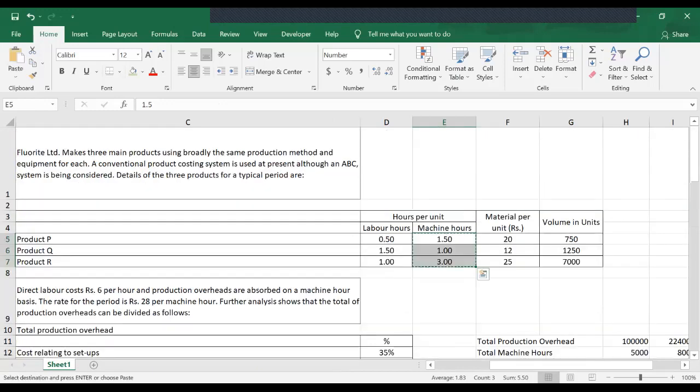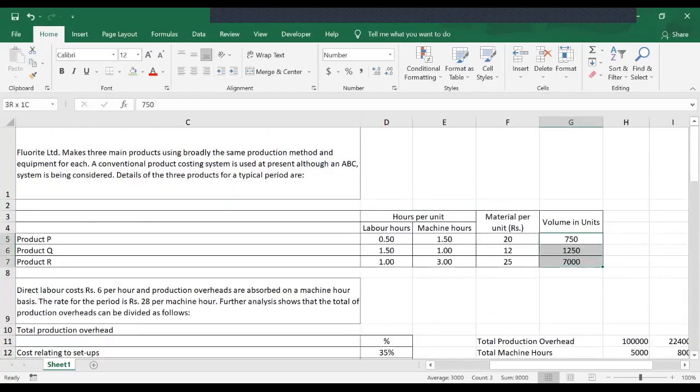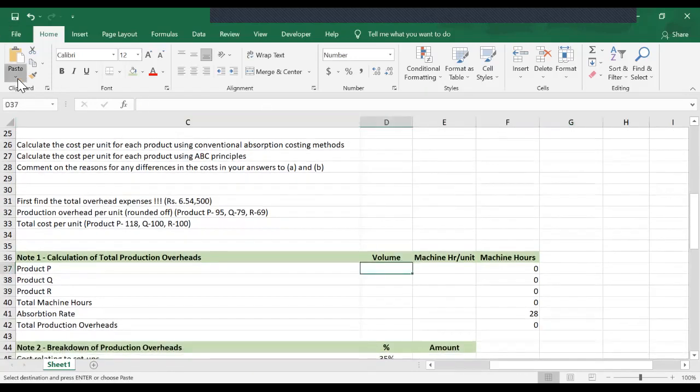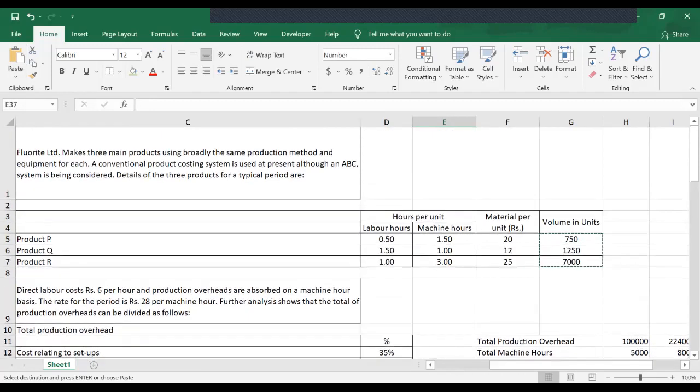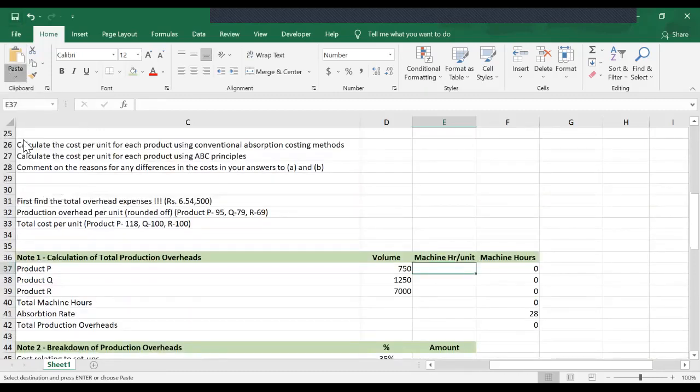So let me just copy this part and take it over here. Sorry, this is the volume. The volume is given to us here, and I'll paste it over here. And then we have machine hour rates. The machine hour rate is also given over here. So you can see that if we multiply this, you'll get the total machine hours.